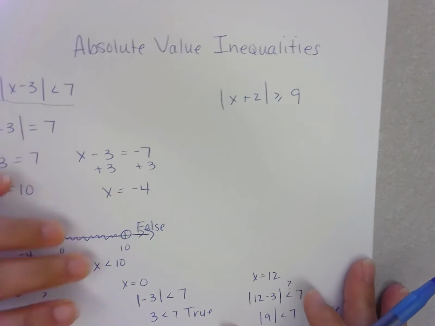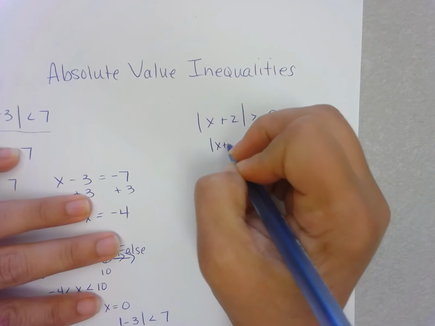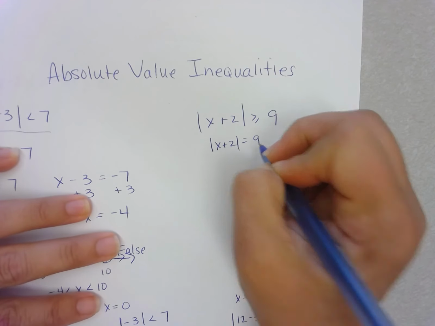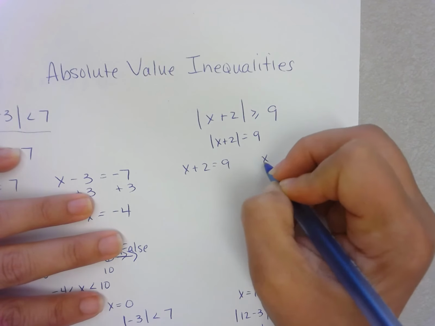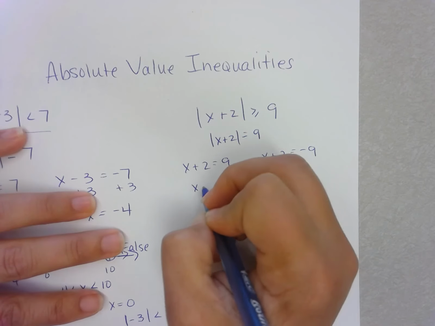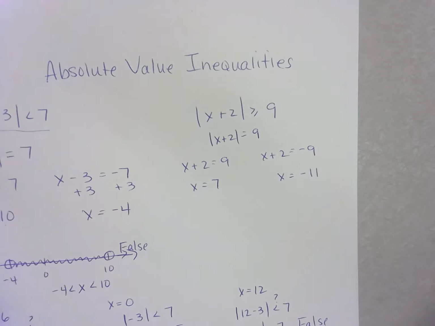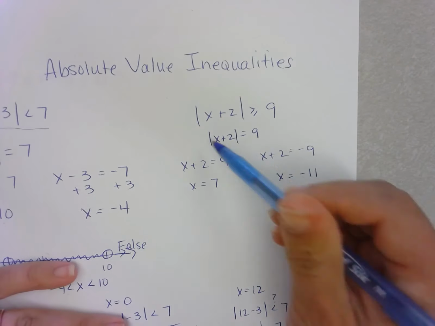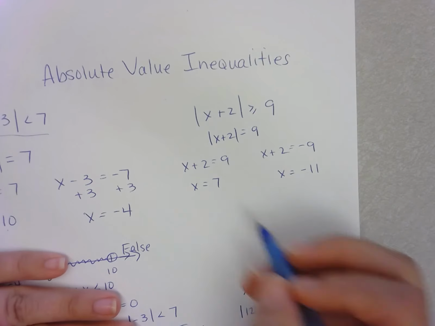All right, so let's look at this other piece over here. I'm going to solve this like it's x plus 2 equals 9. So that gives me x plus 2 is 9, and x plus 2 is -9. So I'm going to have x equals 7, and x equals -11. A quick check shows me that these actually do work, because sometimes absolute value equations do give me extraneous answers.